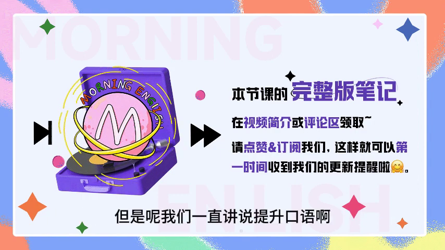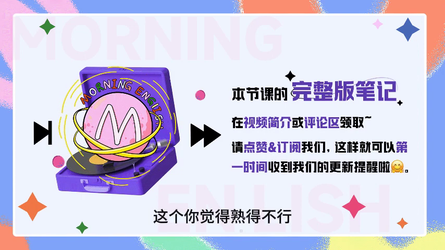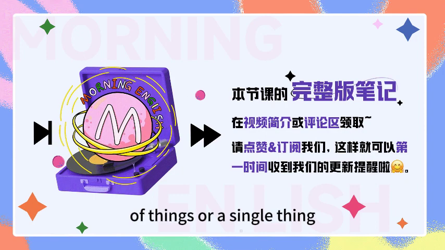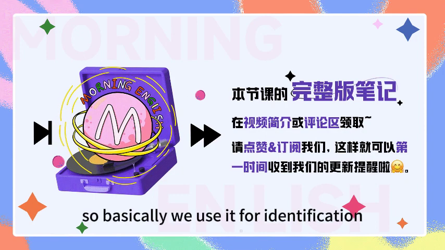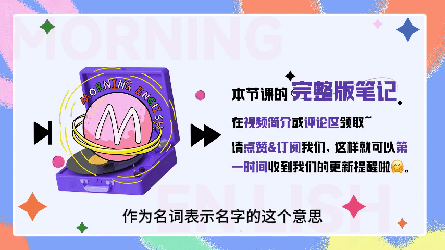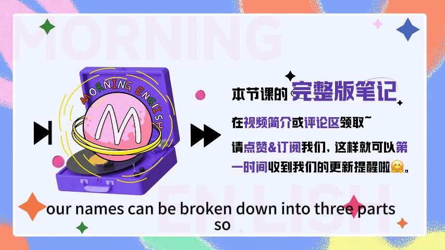但是呢，我们一直讲说提升口语啊，它有一个小诀窍，就是活用小词。所以今天呢，带大家来好好认识一下这个你觉得熟的不行、熟的不能再熟的小词。So, what is a name? Well, a name can be used to identify a class or category of things or a single thing. So basically, we use it for identification. 所以呢，我们首先来细聊一下作为名词表示名字的这个意思。Well, our names can be broken down into 3 parts.